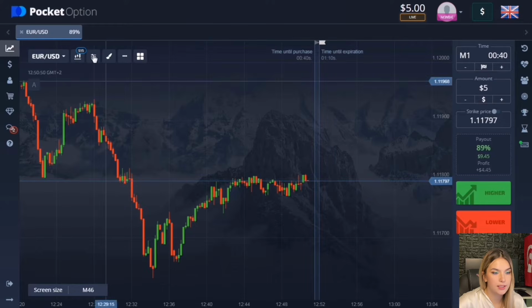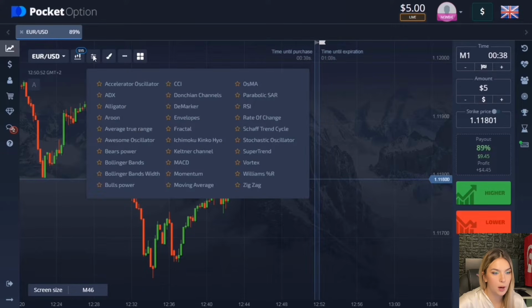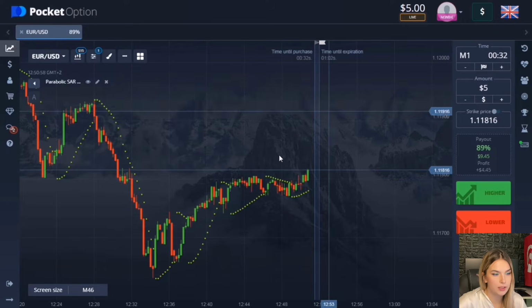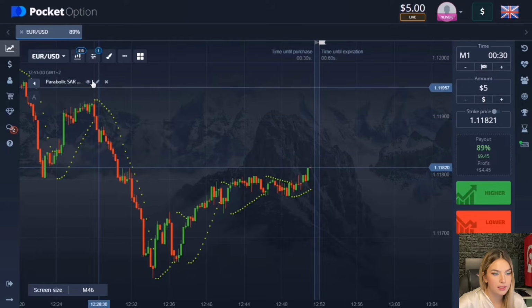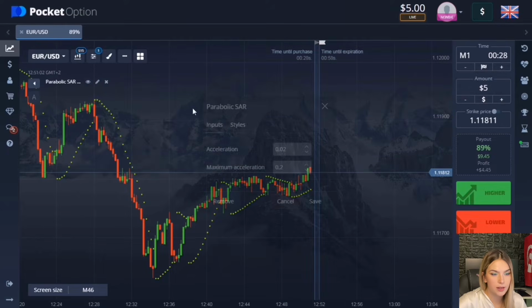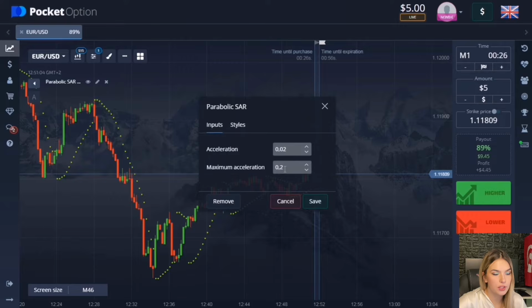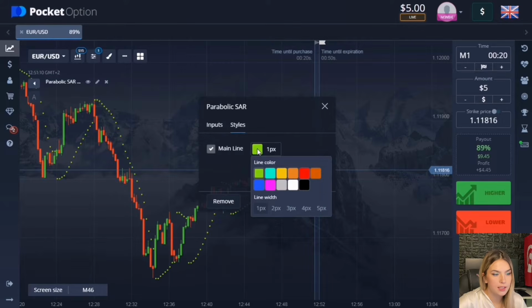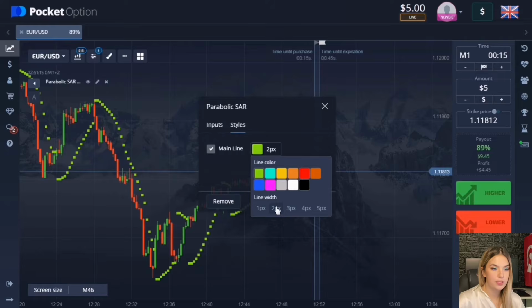In order to connect this indicator, click this button in the upper left corner. A list of indicators opened in front of us and we select Parabolic Sar from the list. To configure this indicator, click this button. We leave settings by default. Here we can also change the color of our indicator and also make it a little bit bigger so that it is more visible. You can choose any color you like. After that, I click the Save button. Our Parabolic Sar indicator appears on our chart.